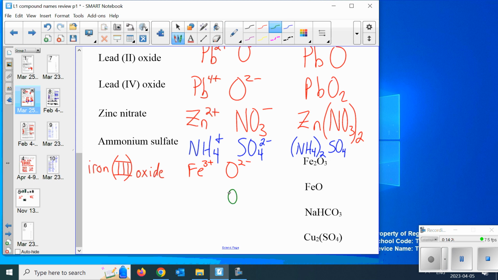If the oxygen is 2 minus and we know we have 1 iron matched with it, it adds up to 0. What does that mean? The iron has to be 2. The arithmetic is easy. So I'm going to say this is iron 2.